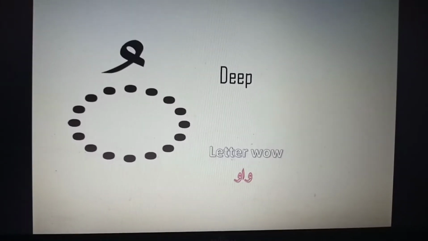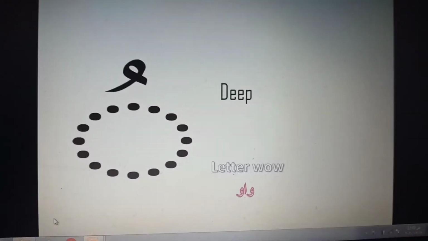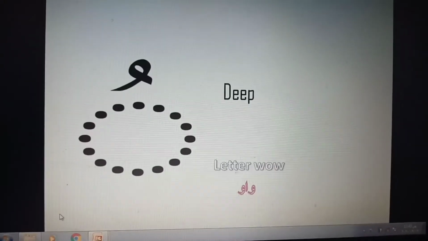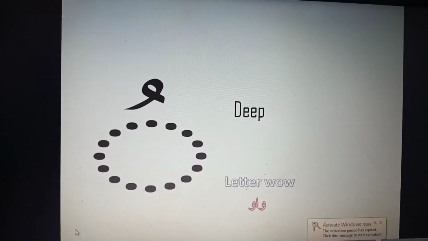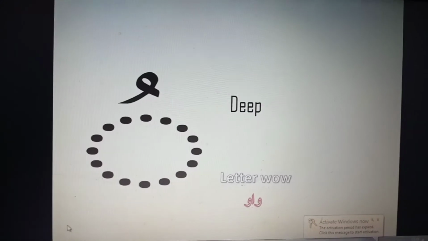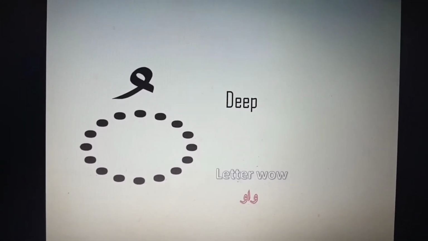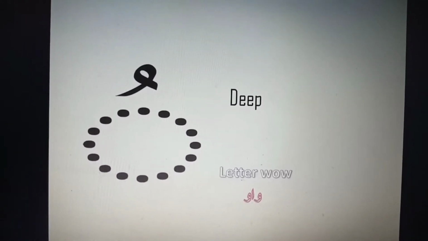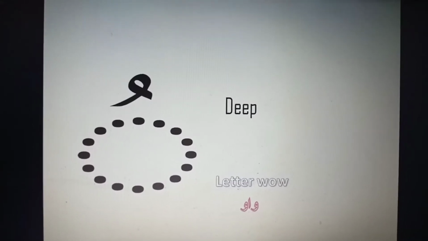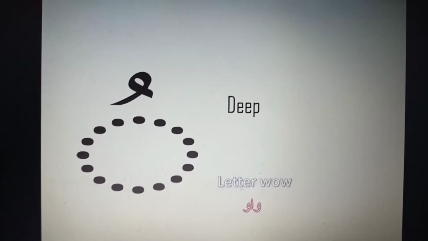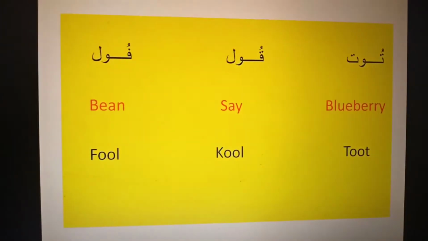The deep wow. Okay, deep dhamma. And I always call it wow because the dhamma is a miniature wow, as I said before. So the dhamma can be deep when the letter which has the dhamma on it is followed by the letter waw. Okay, let's take some examples.